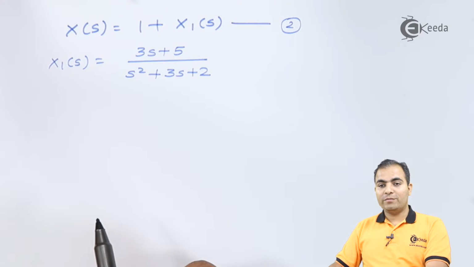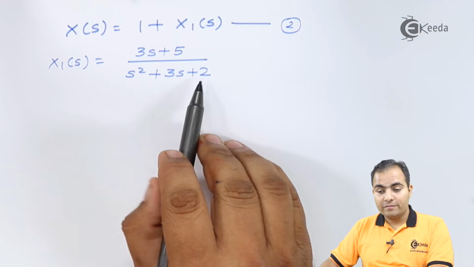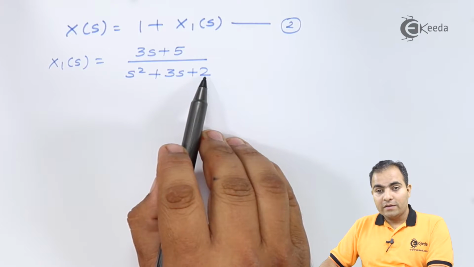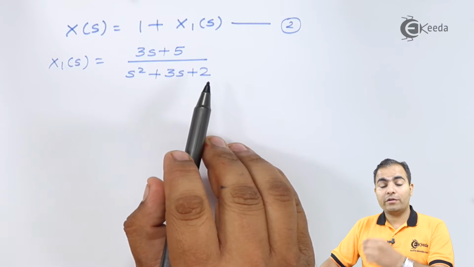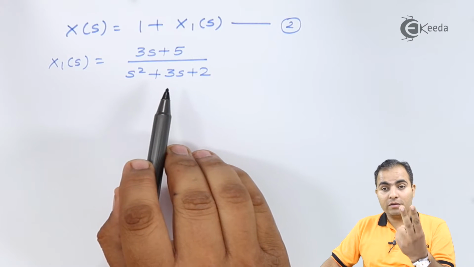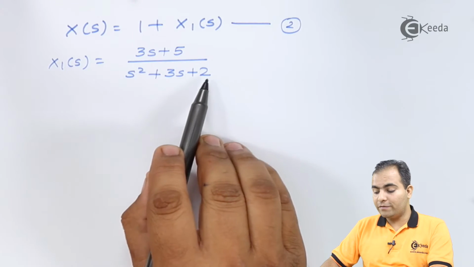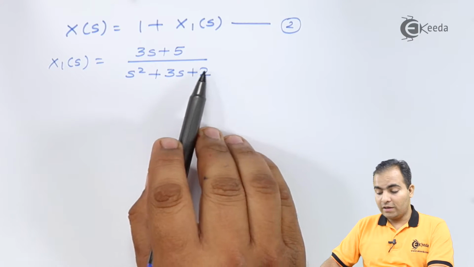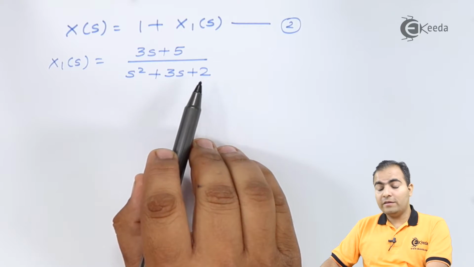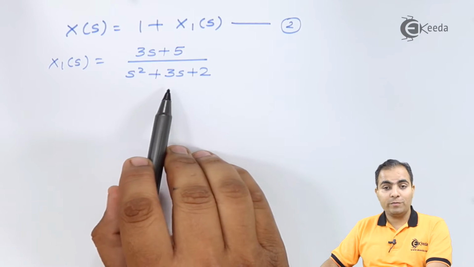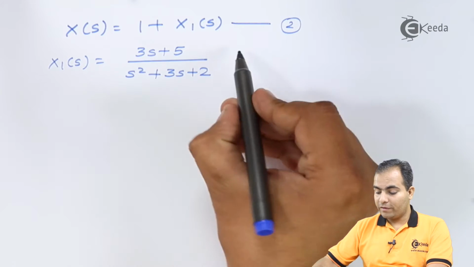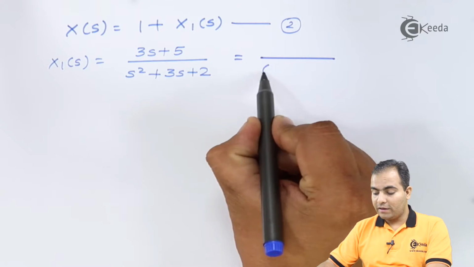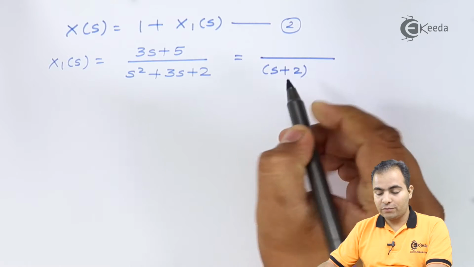Now what is important? Factors. The last term is always the product of two digits, whereas the mid term is always the addition of the same two digits. If we multiply 2 by 1, then the answer is always 2. And if we add both the numbers, that is 2 plus 1, the answer is always 3, which means my factors are s plus 2 and s plus 1.